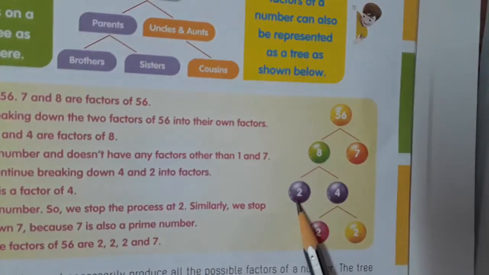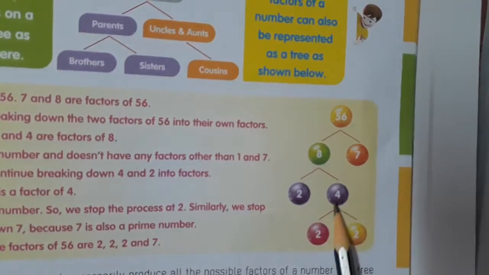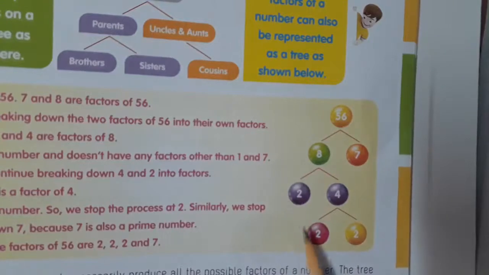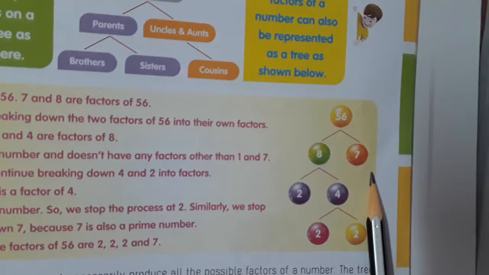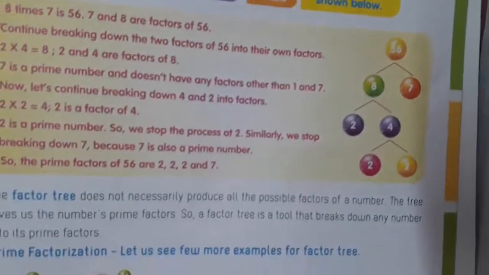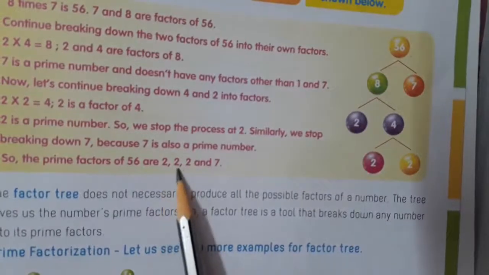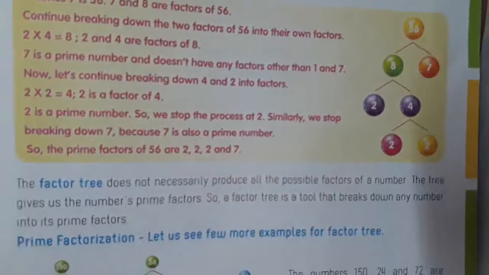So, 2 has only itself and 1 as factors. Next, 4. 2 twos are 4. So, 2 is a prime number, and we can stop here. So, 2, 2, 2 and 7 are the prime factors of 56. See, 2 twos are 4, 4 twos are 8, 8 sevens are 56.